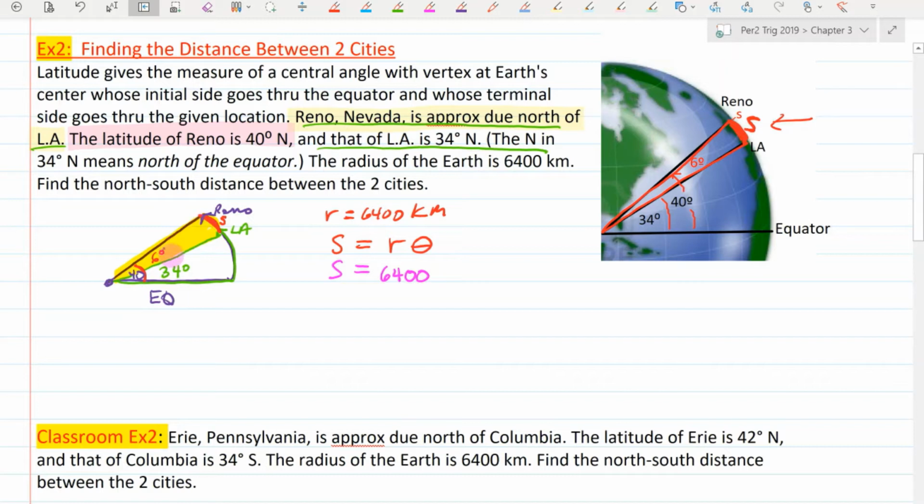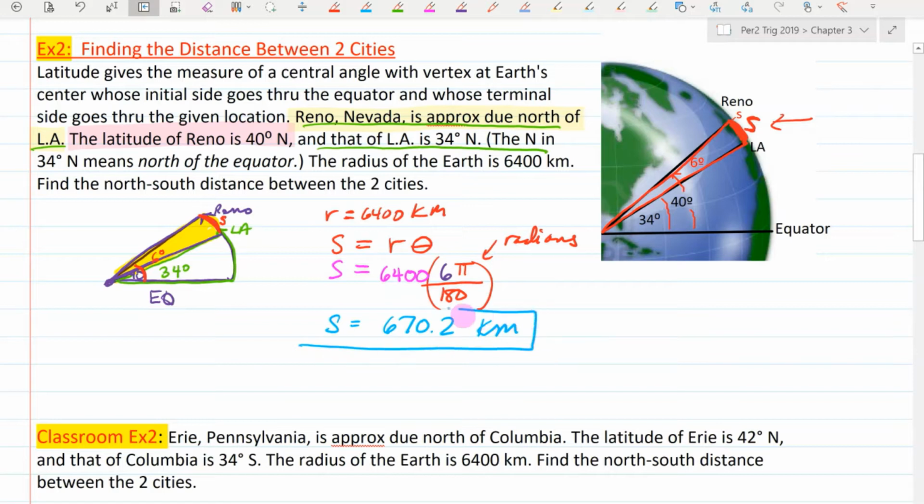The theta we're going to be using is the theta in the highlighted sector, because we don't really care about the other part. So it's 6 degrees. We can't use degrees, so we tack on a pi over 180 to make that into radians. Then we multiply this whole thing out, and we get about 670.2 kilometers. And that's it. That's how far apart LA and Reno are.